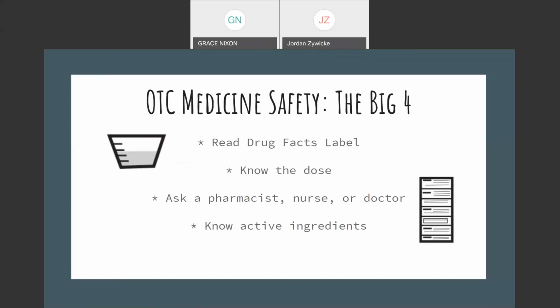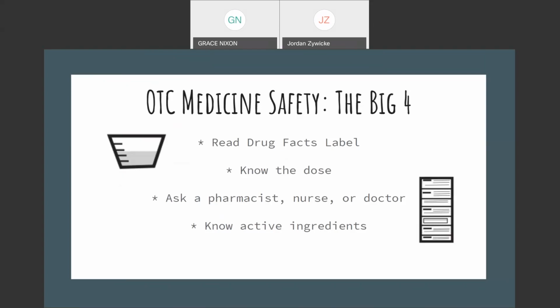Okay, so let's review the major lessons of all of our presentations today. First off, it is very, very important that you read the drug facts label whenever you get an over-the-counter medicine. That's where you will find all of the information that you will need to be able to use that medicine safely. Second, know the dose. It's very, very important that you take the correct dose so that you don't take too little or too much like we talked about in the last slide.